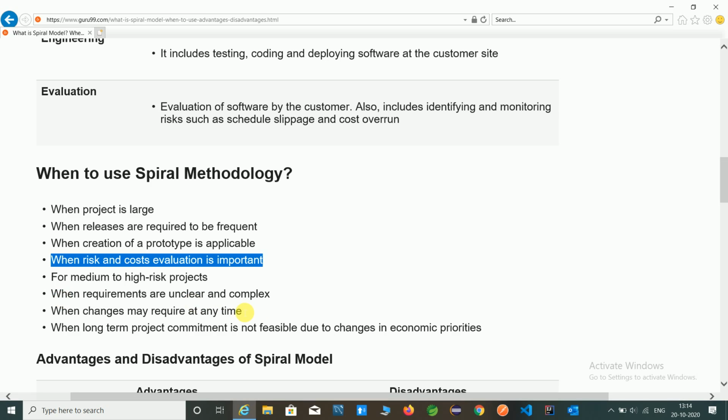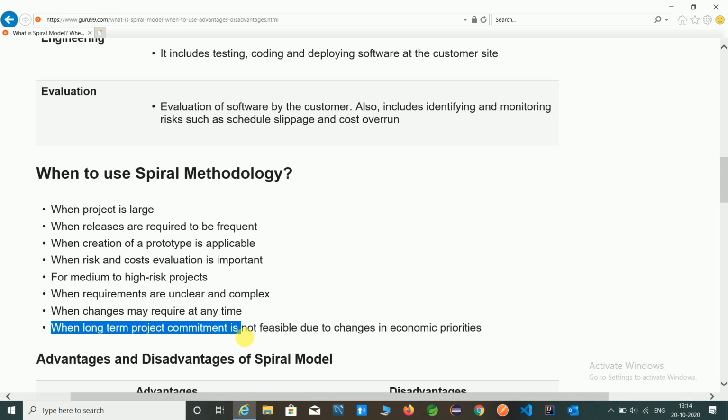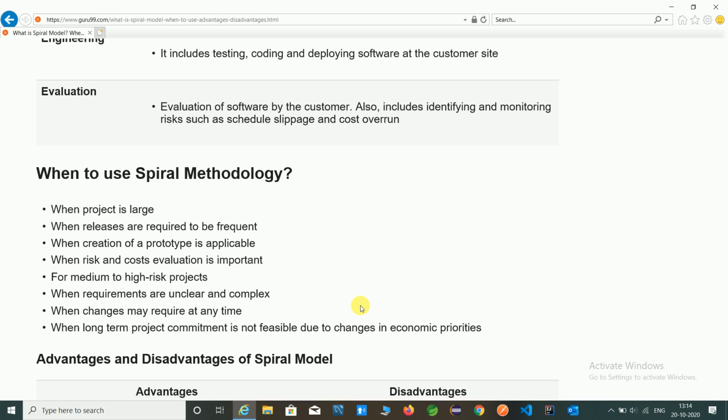When changes may be required at any time, whenever a change is required anytime, then we can also use the spiral model. When long-term project commitment is not feasible due to changes in economic priority, when we're not sure about committing to a long-term project, because sometimes the situation may be different, so we use the spiral methodology.